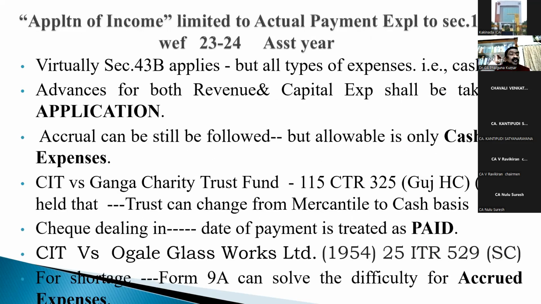From assessment year 23-24 onwards, the cash system has been made mandatory for application. For application only, the cash system means: can you follow the cash system for the expenditure side and the accrual system for the income side? Either you follow the accrual system totally for both sides, or you follow the cash system completely for both sides, because they are allowing the cash system. For some institutions it's not possible to follow the cash system.